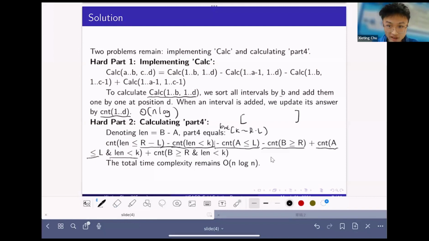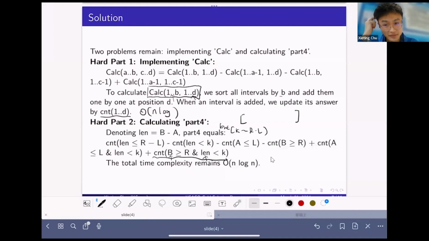So now part 4 turned into a long formula like this. And each CNT problem is the same as calculating the things we have here. If we view B and length as the two things where the first has a bound and the second has another bound, they are the same. And then the total time complexity remains n log n.